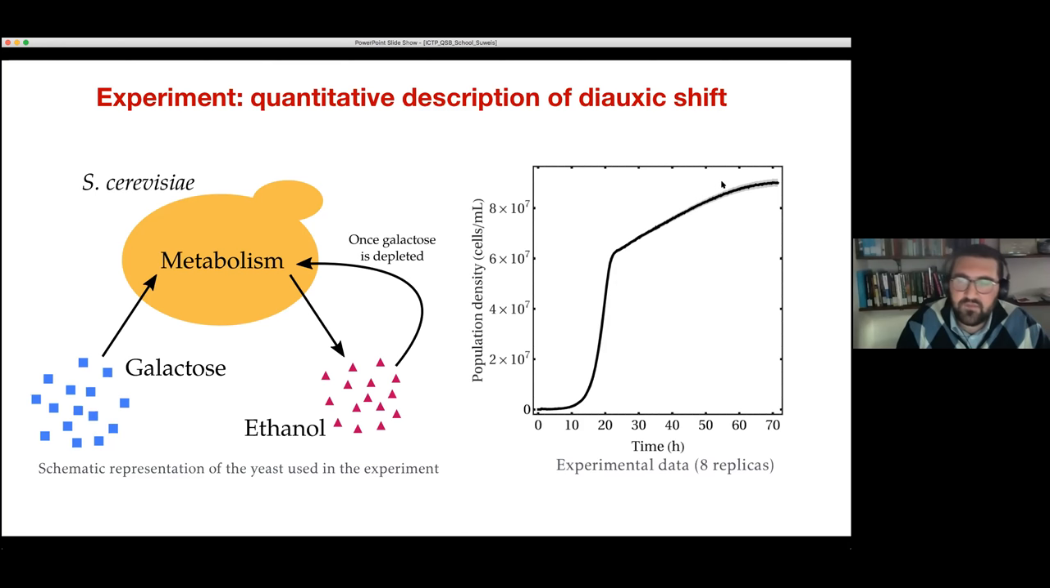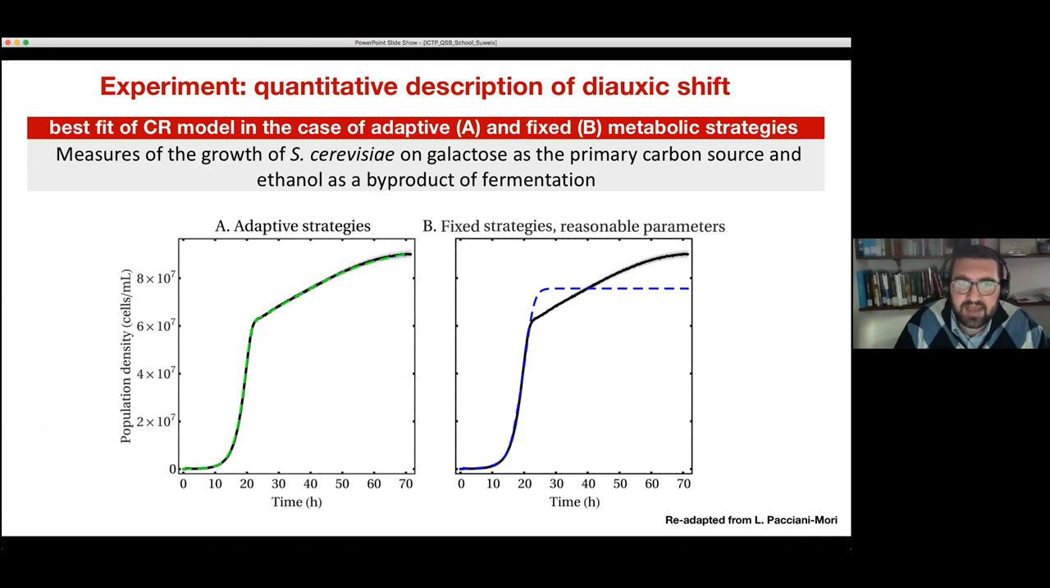Okay, now if we try to describe this behavior with the consumer resource model, so this is the best fit, using Monte Carlo chain methods, of the model with adaptive on the left and with the fixed metabolic strategies. Of course, here we have to constrain, so we can measure some parameters of the model independently, and we know from the biology that we have constrained the parameters, let's say, and given such constraints, we perform this best fit of the model.